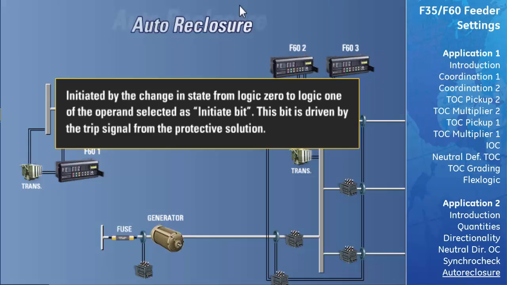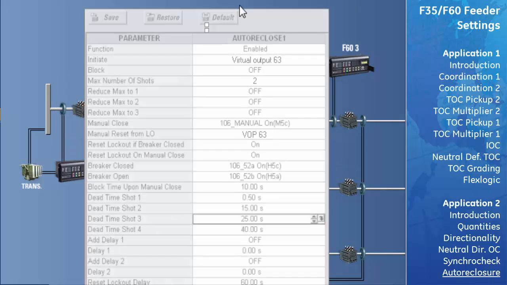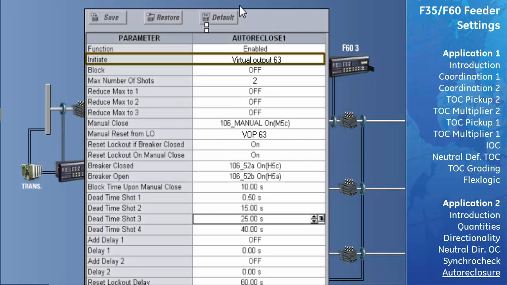The auto reclosure scheme is initiated by the change in state from a logic 0 to a logic 1 of the operand selected as the initiate bit within the auto reclosure setup. This bit is driven by the trip signal from the protective solution. In our example, the phase or neutral overcurrent elements operation will cause virtual output 63 to go to a logic 1 state, which will trip the breaker and initiate the auto reclosure.